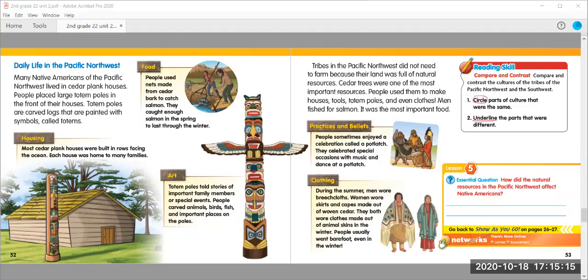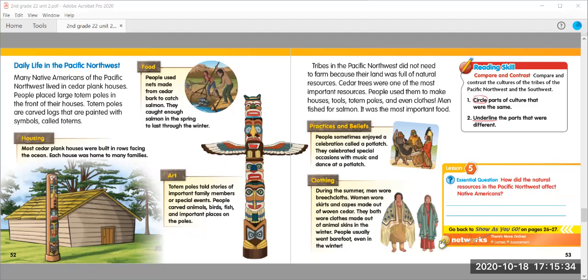Clothing. During the summer, men wore breechcloths. Women wore skirts and capes made out of woven cedar. They both wore clothes made out of animal skins in the winter. People usually went barefoot even in the winter.